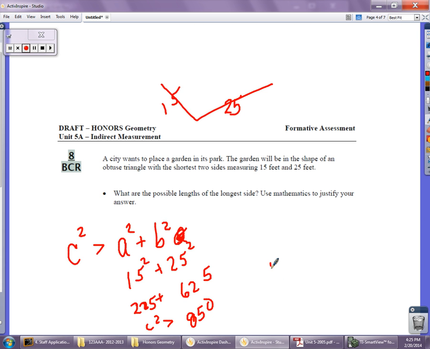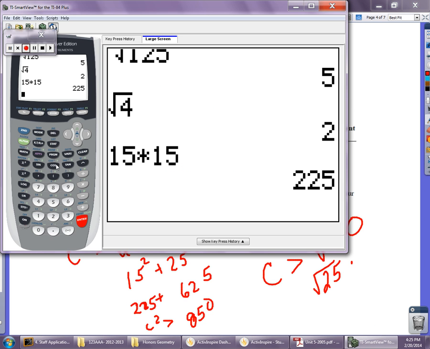If you take the square root of both sides, that would mean c has to be greater than the root 850. If you wanted to leave it in exact form, we would have to simplify this. Root 850 is root 25 times, and then 850 divided by 25.